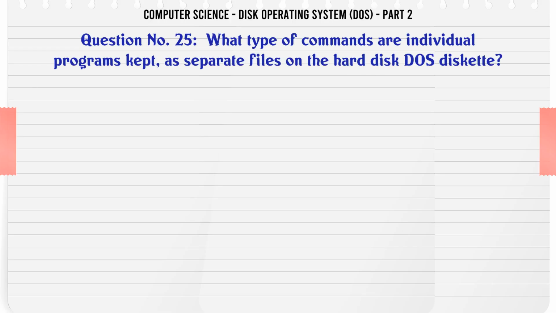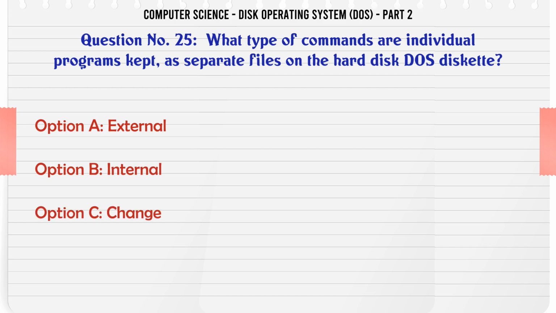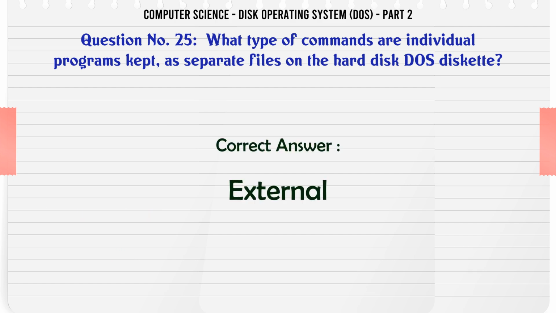What type of commands are individual programs kept as separate files on the hard disk or DOS diskette? A. External. B. Internal. C. Change. D. File. The correct answer is external.